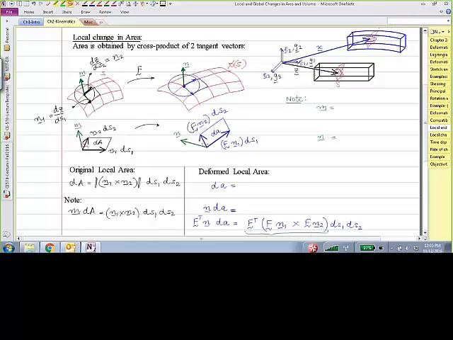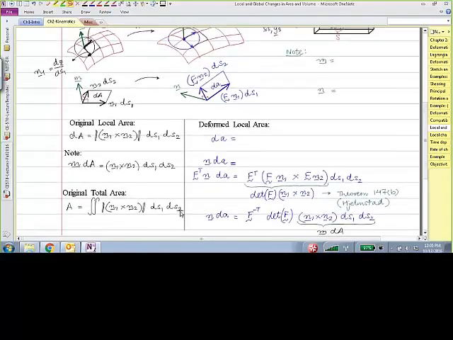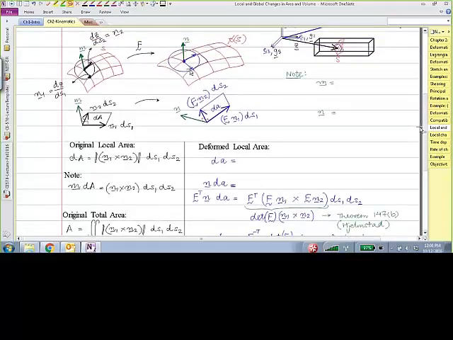So this is nothing but dz ds1 cross dz ds2, ds1, ds2. And if you integrate that, you get the total area of a surface, of course, under the right limits. So this is something that we had done. Now, the deformed area is obtained by just applying the map to these tangent vectors.